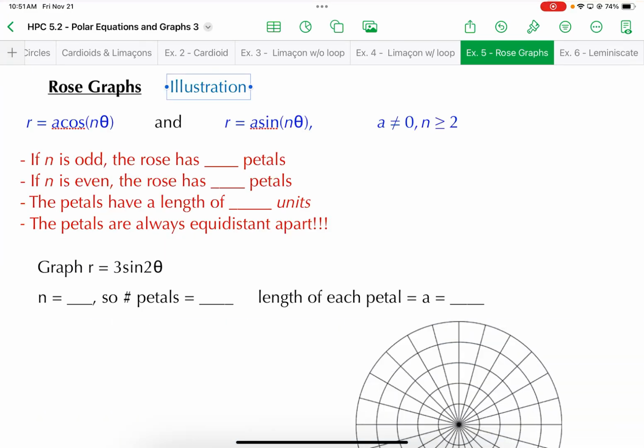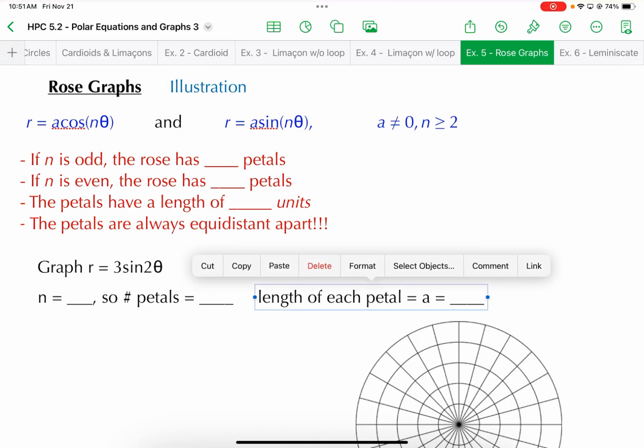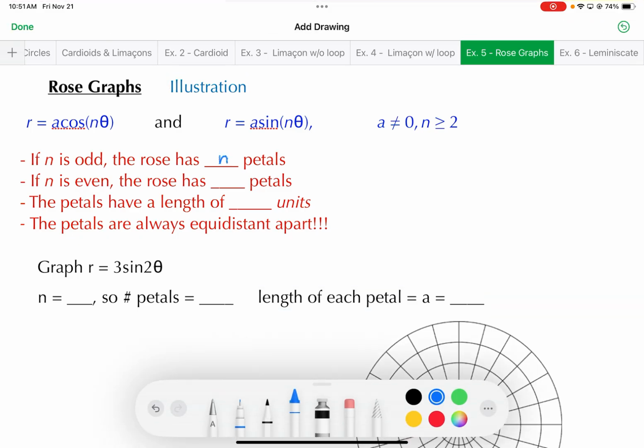So we saw when n is odd, the rose has n petals. When it's even, the rose will have 2n petals. The petals have a length of a units. And another thing to notice, if you didn't in the illustration there, was the petals are always equidistant apart from each other. Okay, so there's a lot of symmetry happening within the graph. All right, so let's look at our example.